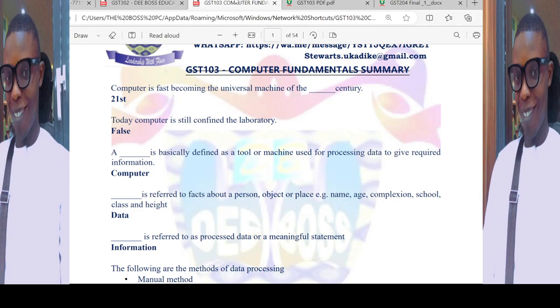All right. Now, data refers to a fact about a person, object, or place. Example: name, age, complexion, school, class, and height. So, if you study deeper, you will get to understand that it is data that the computer needs so as to give you information. All right. So, examples of data are the name. Name of a person, name of an institution, name of organization, names of places and all. Age, complexion, school, you know, these are basically details that are actually true about any given person, object, or place.